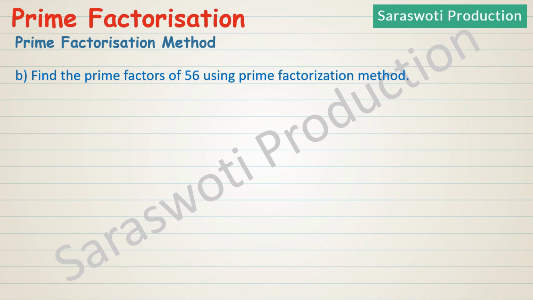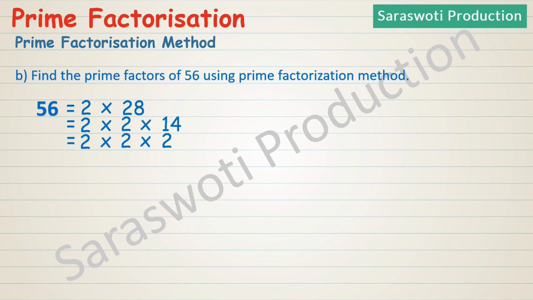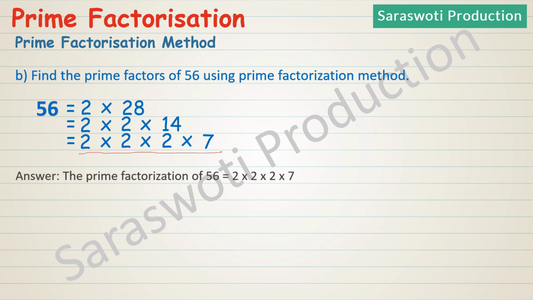Second question: find the prime factors of 56 using the prime factorization method. 56 is the number we have here. We're going to get 2 into 28, 2 into 2 into 14, 2 into 2 into 2 into 7. So this one, as you can see, the last step, here we have all the prime factors and here we stop, okay? Therefore, the prime factorization of 56 is equal to 2 into 2 into 2 into 7. Wonderful.